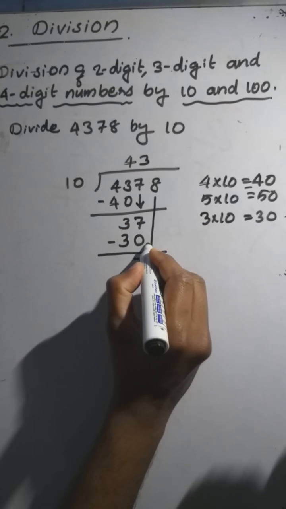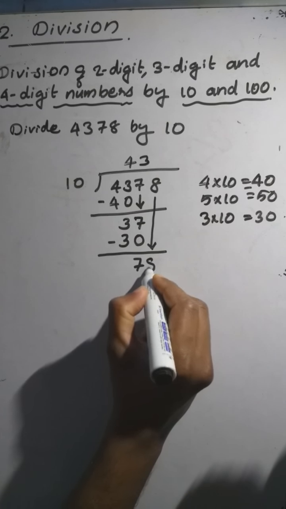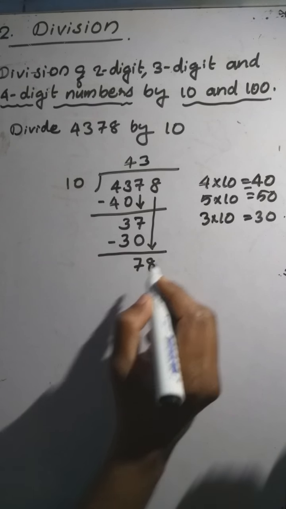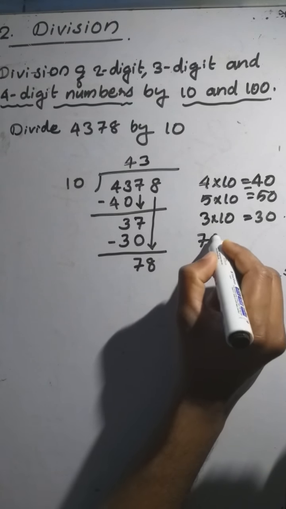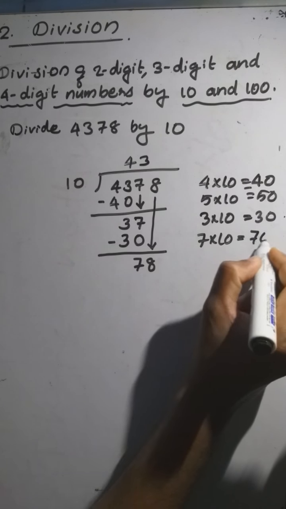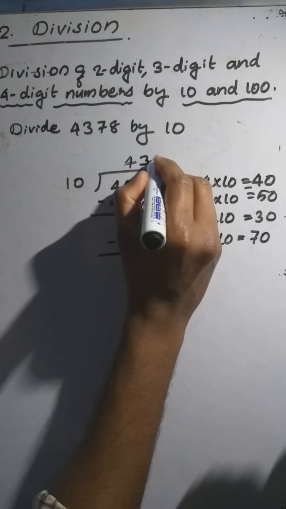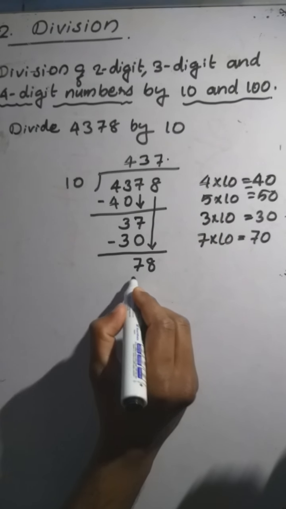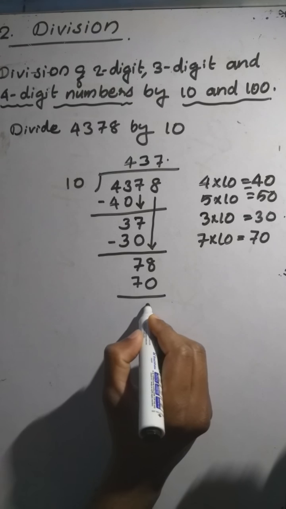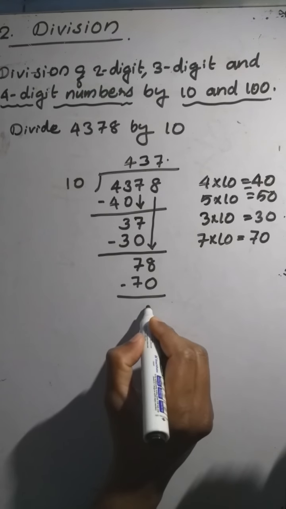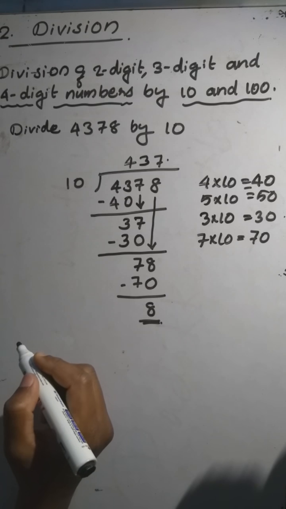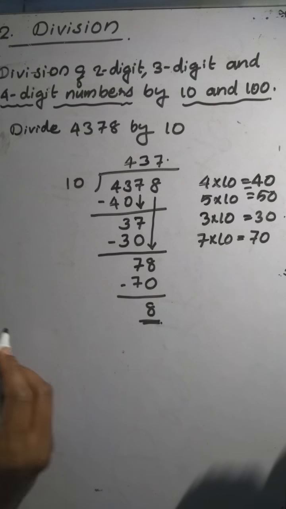Now let's write the last digit, 8. So how many tens are in 78? There are 7 tens in 78. 7 tens are 70. So you write 70. And 78 minus 70, we got 8. So the division process is completed here.